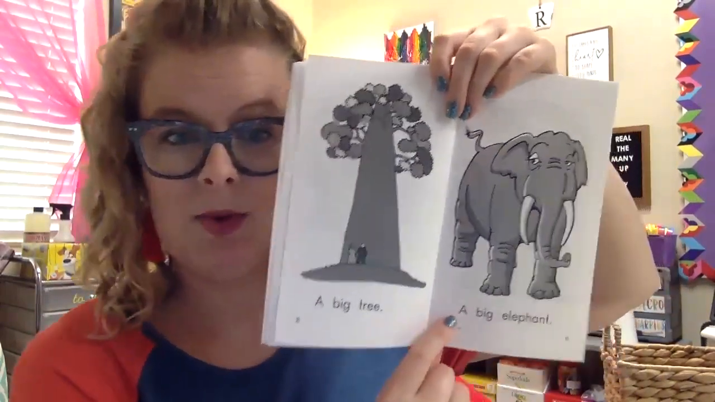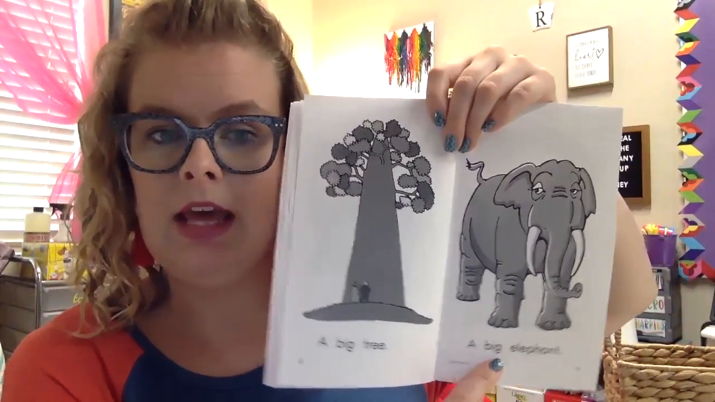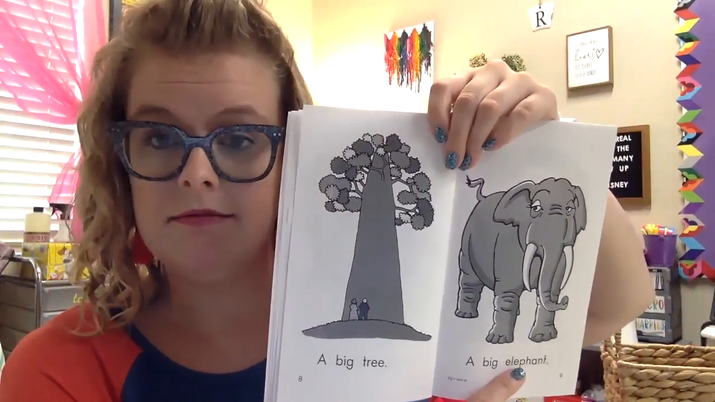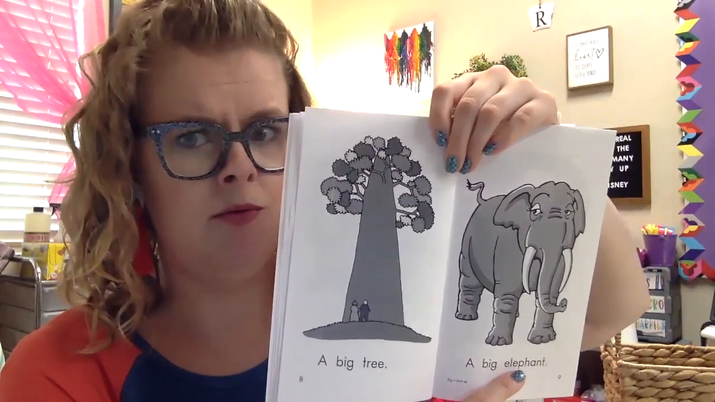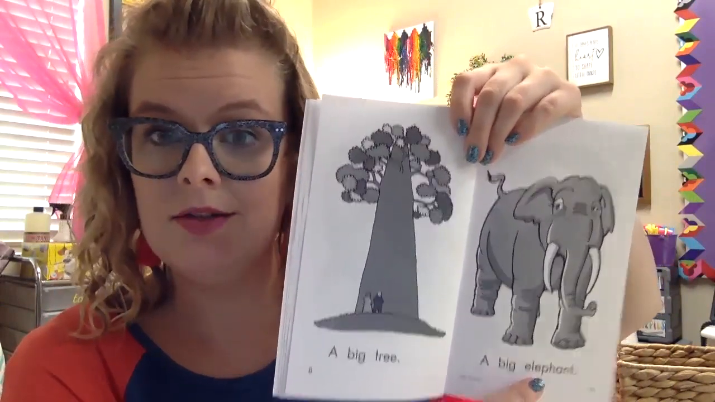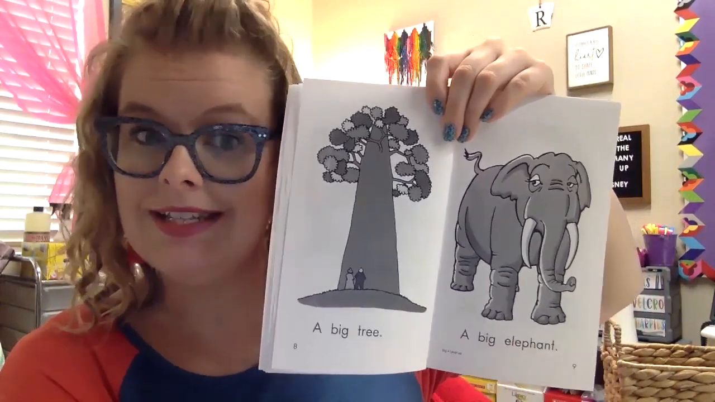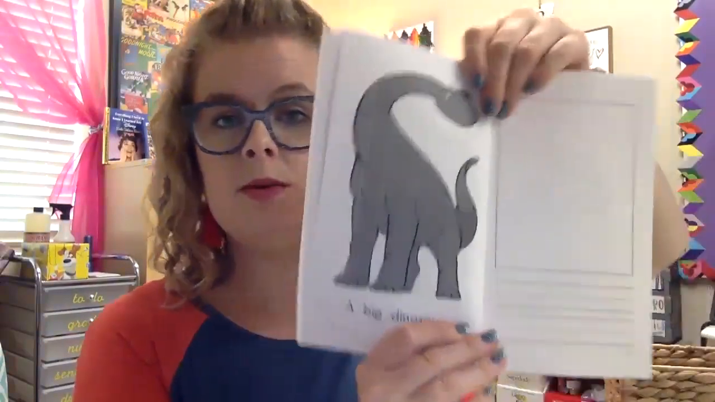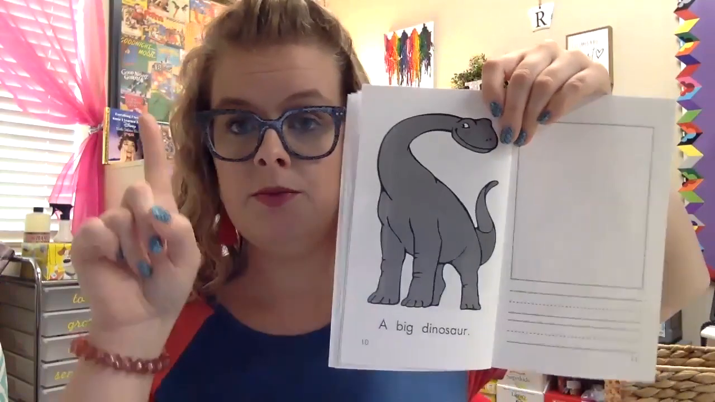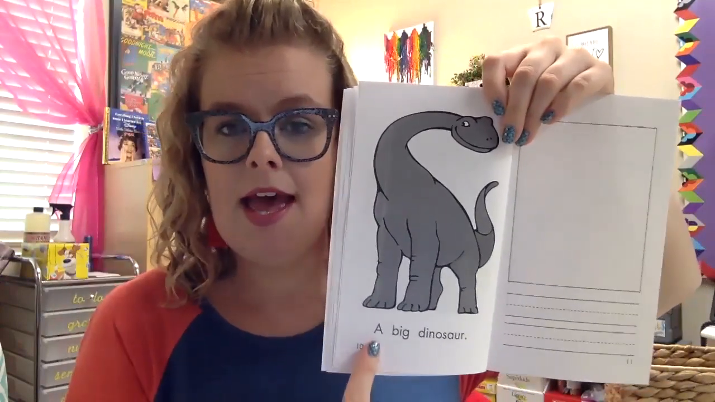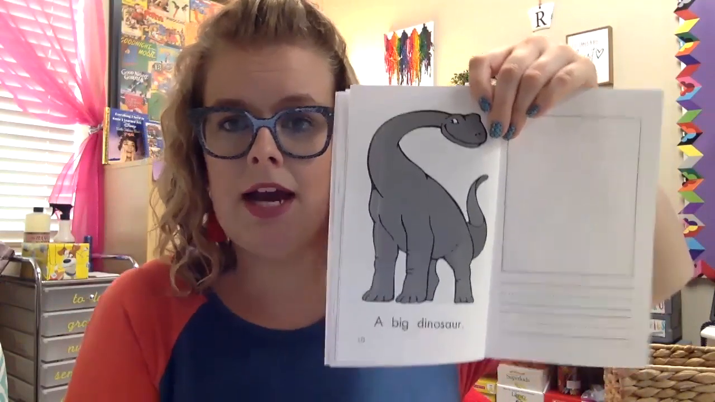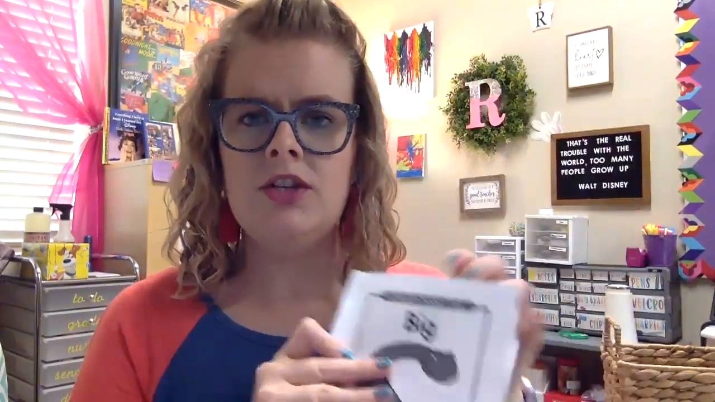Make sure you're using your pointer finger and you're on the same page as me in your book. Next one. A big, what is that? I love that animal. What is that called? Do you know? Elephant. Do it with me. A big elephant. Oh, and here's our favorite, the one that was on the cover. What is it? Dinosaur. Use your pointer finger to read with me. A big dinosaur. We just read our first book all together.